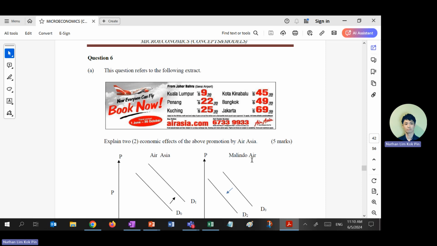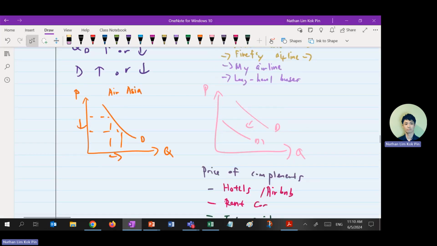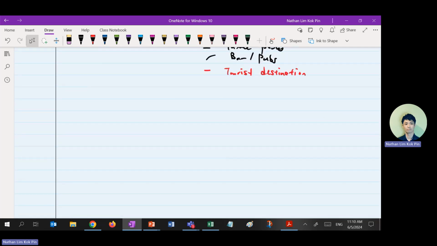Because they say two economic effects, they never say must have direct and indirect, right? Make sense? But I can write both. If I want, I can write one direct, one indirect. If I ask you to explain two or three, the safest is to explain one direct, one indirect. No slipping, no slipping.